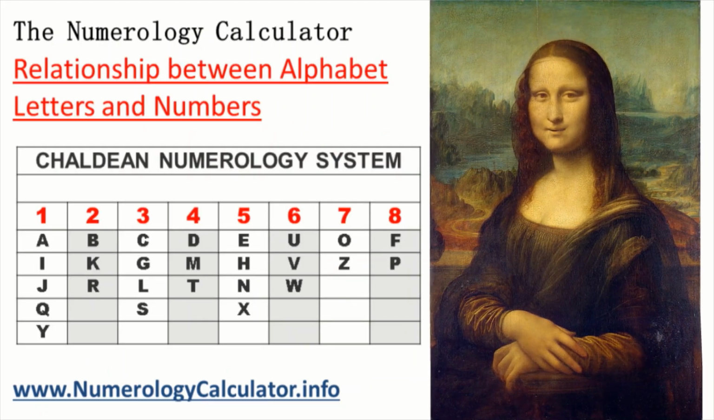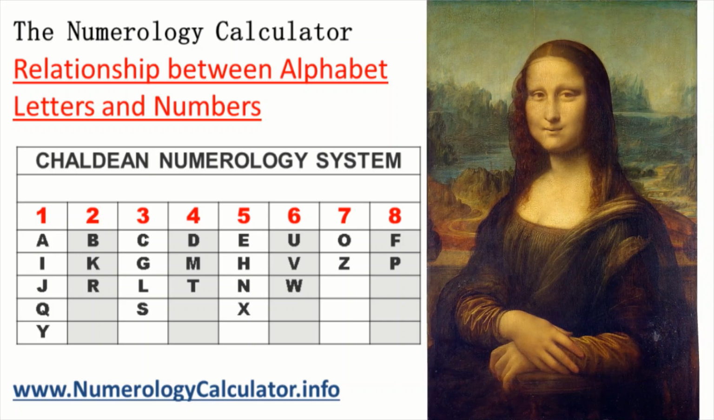Relationship between alphabet letters and numbers. In order to appreciate the mystical symbolism of compound numbers, it is necessary to understand the relationship of numbers to letters of the English alphabet.